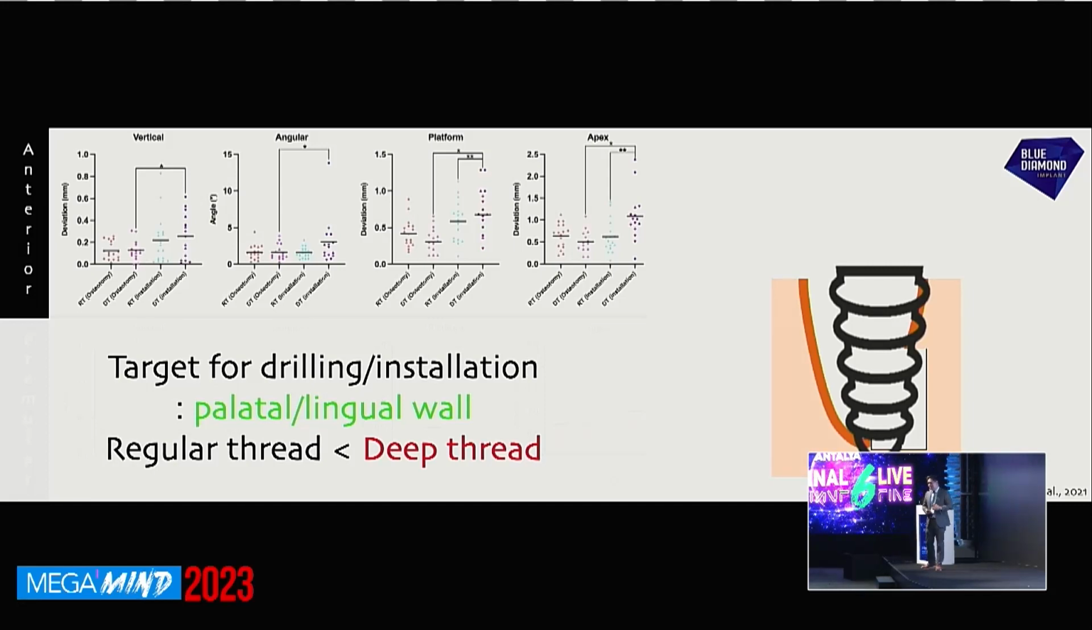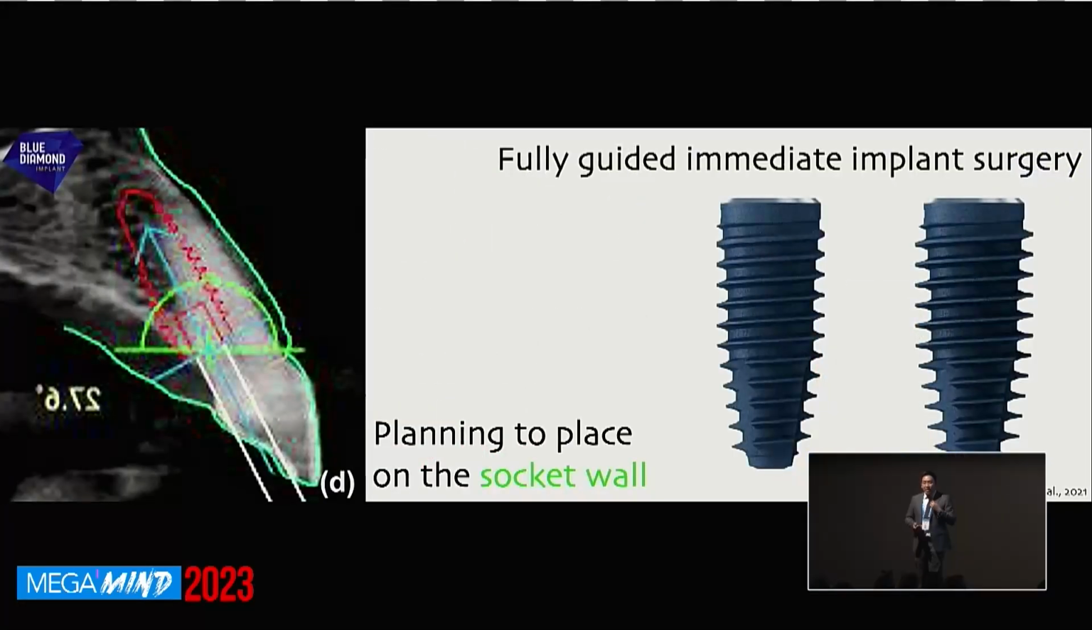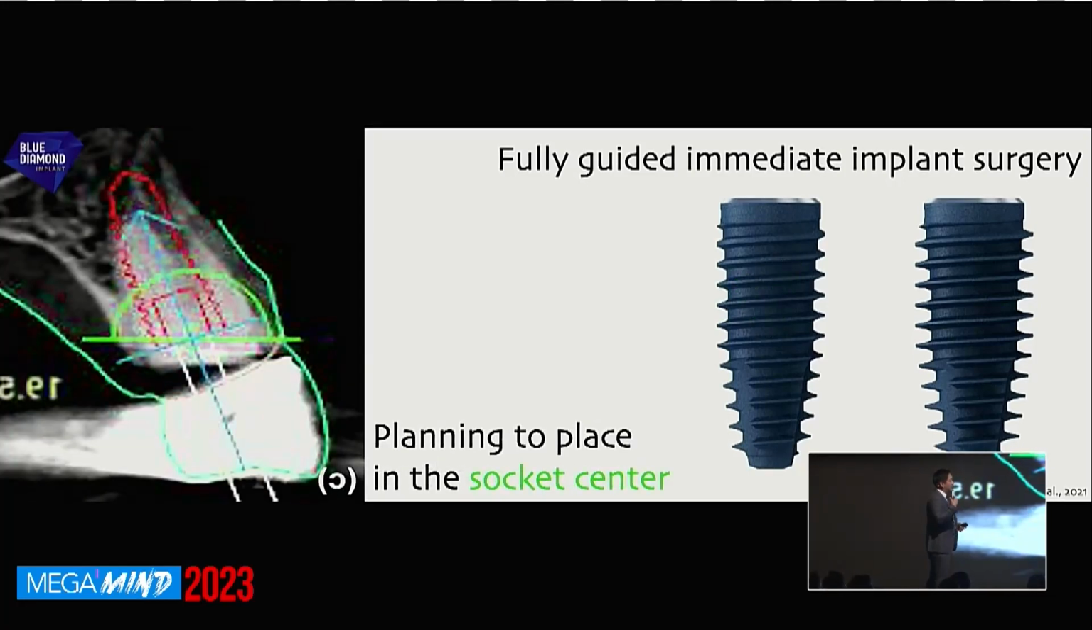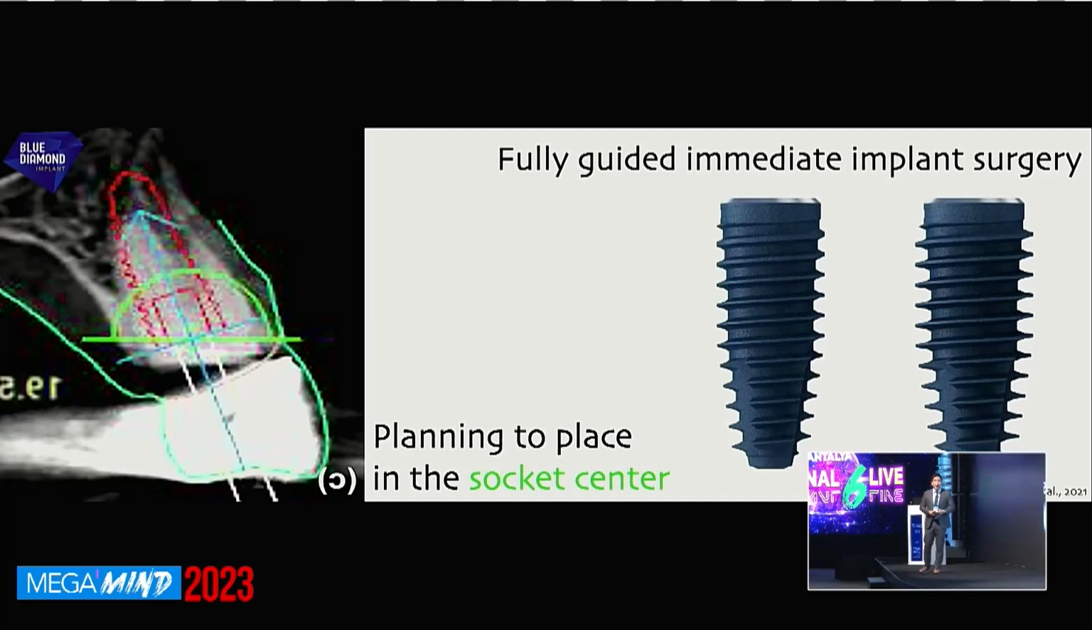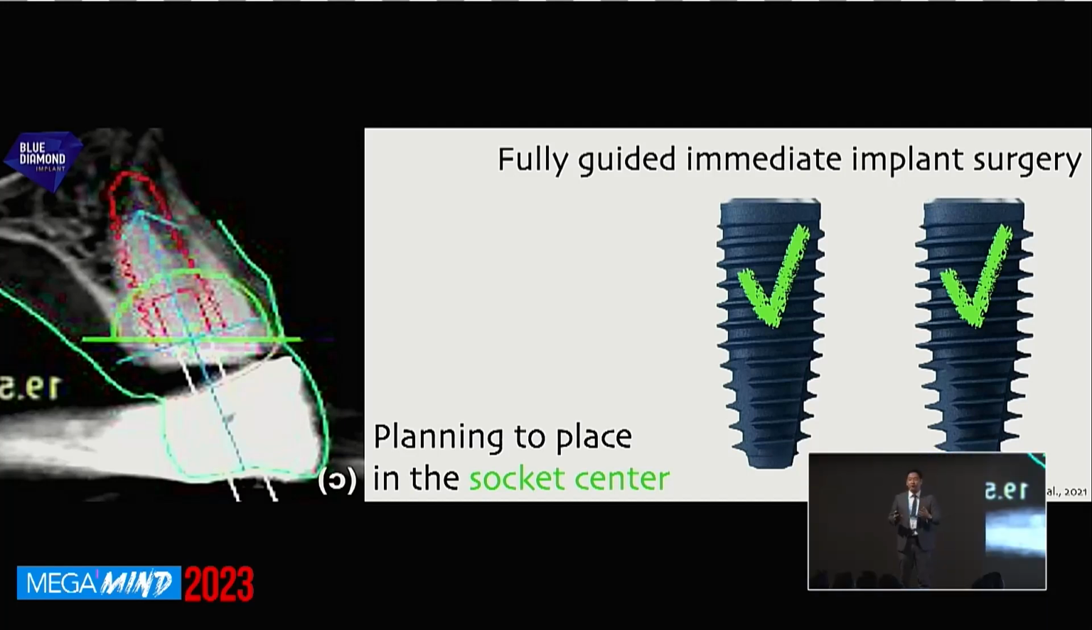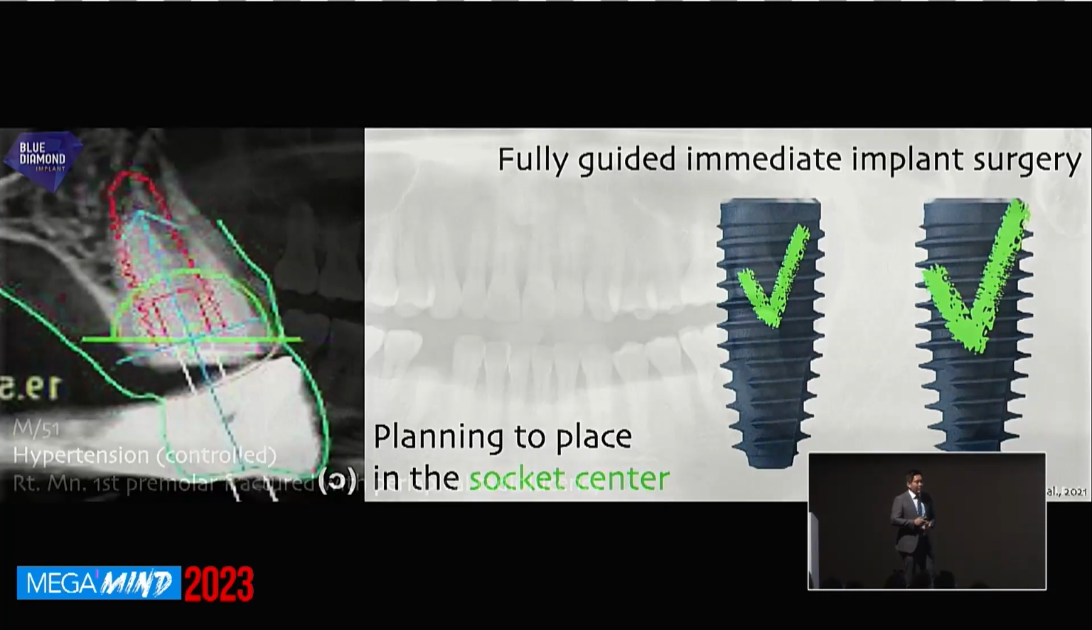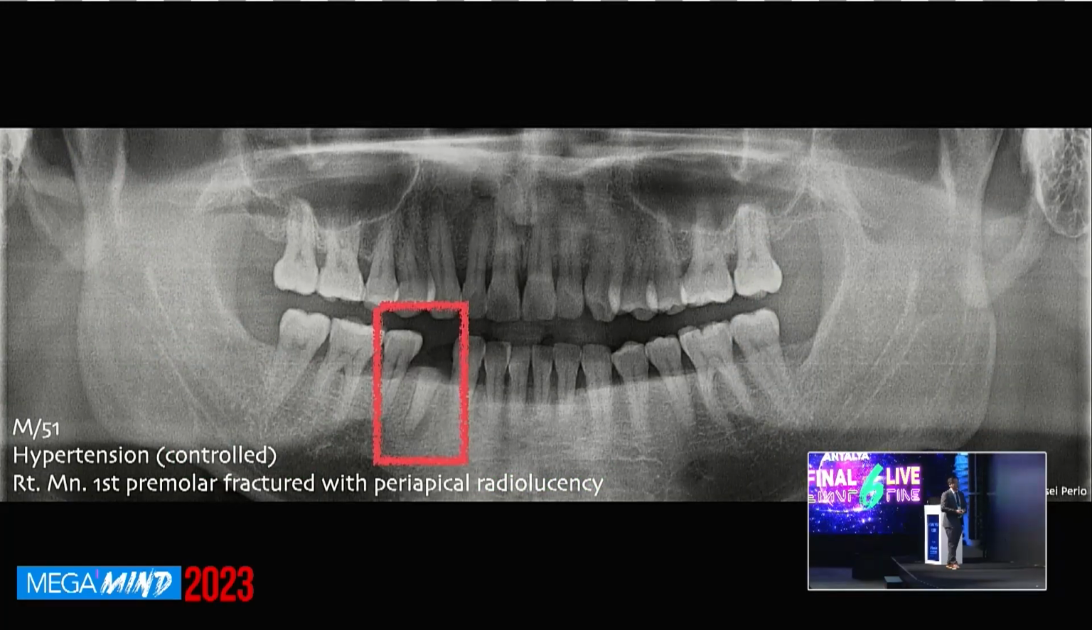So based on these outcomes, I could tentatively conclude that in case of planning to place the implant along the socket wall, shallower ones would be beneficial. However, when we plan to place the implant in the middle of the socket, either one would be fine. But in terms of achieving better primary stability, I used to prefer the deeper ones. So based on what we learned, let's take a look at my case.